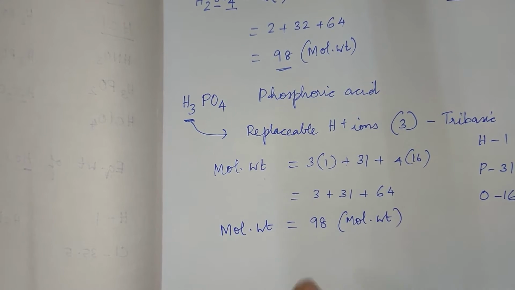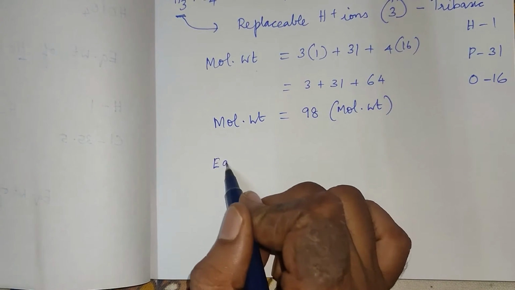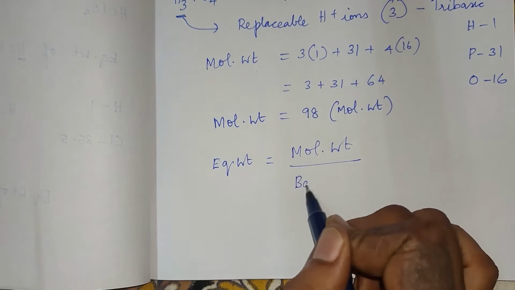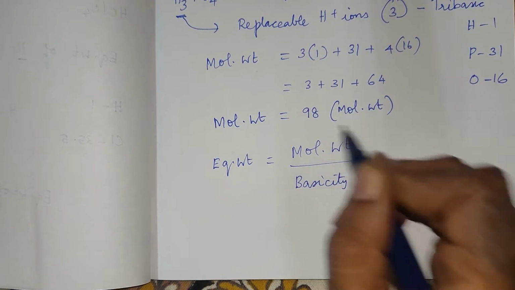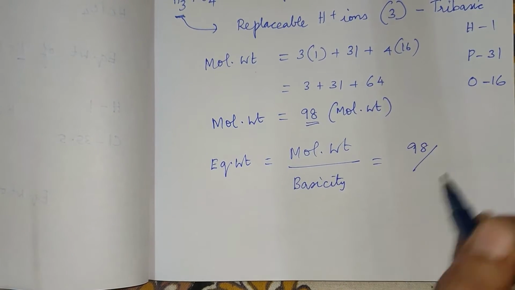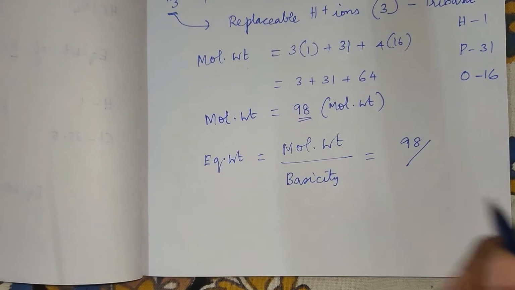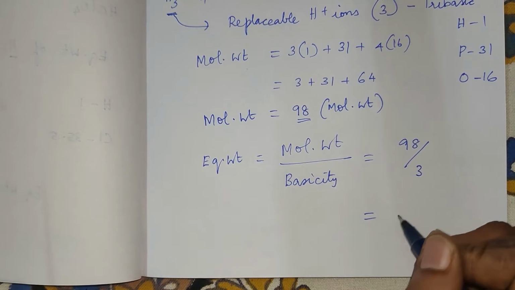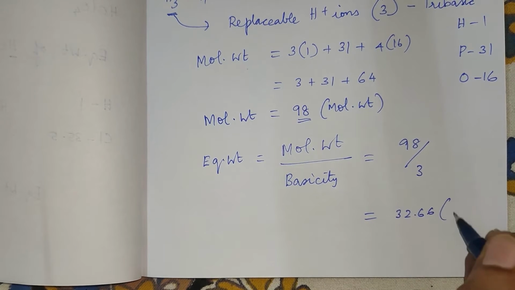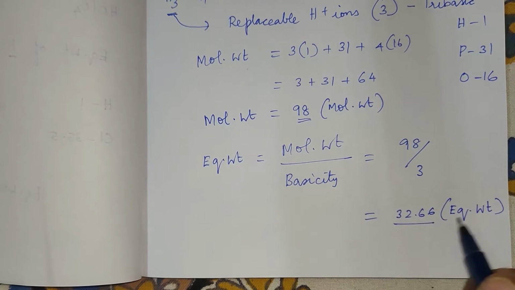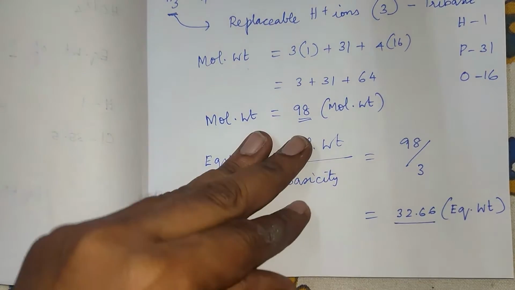Right. Now I am going to calculate the equivalent weight. Equivalent weight is equal to molecular weight divided by its basicity. Now what is the molecular weight? Molecular weight is 98. Its basicity is going to be 3, because all the 3 H plus ions are replaceable. 98 by 3, which is equal to 32.66. So that is the equivalent weight of phosphoric acid. In this case also, the molecular weight and equivalent weight are not the same. Right? Now we are going to calculate the equivalent weight of the next acid.